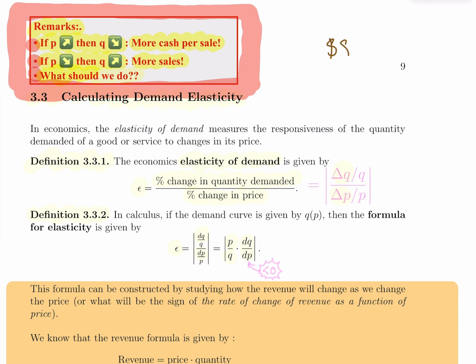So what should we do? Should we increase the price at the price of selling less, but we're making more cash per sale? Or should we decrease the price and we're selling more? And even if we're making a little bit less money on each sale, overall, as you compute the total revenue, you're going to be making more cash.